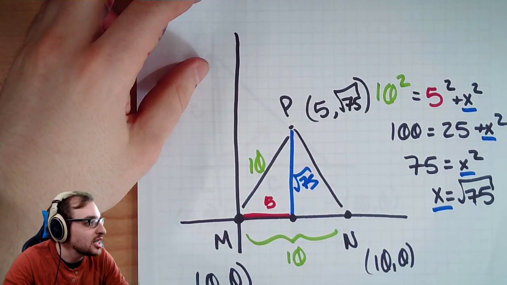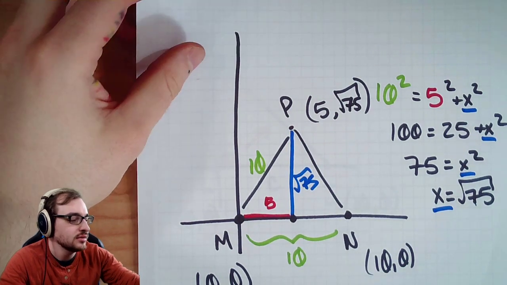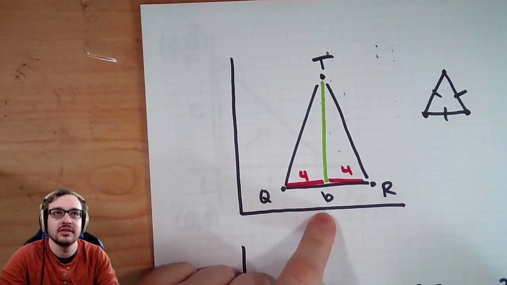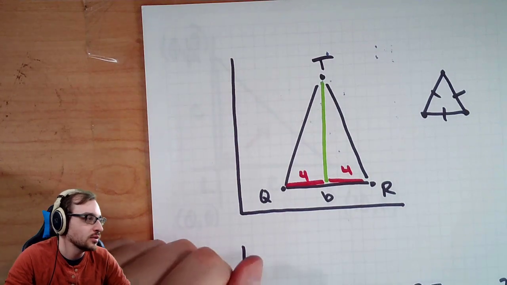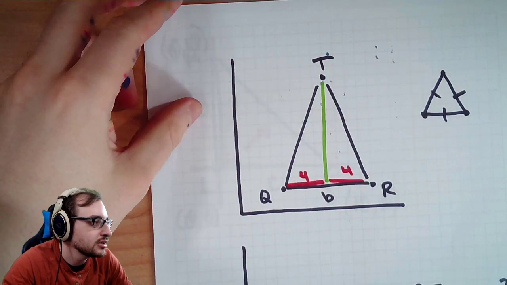Isosceles with a base that is A plus B units long. Dude. Isosceles, the base. A is 4, B is 4. Done. Yeah, I'm not sure what the point of this is.